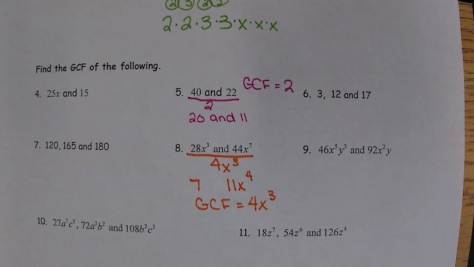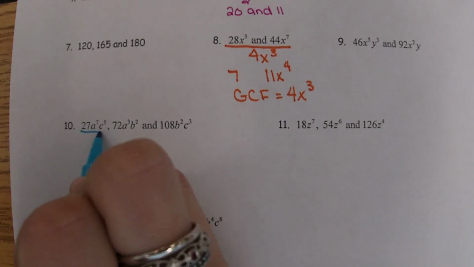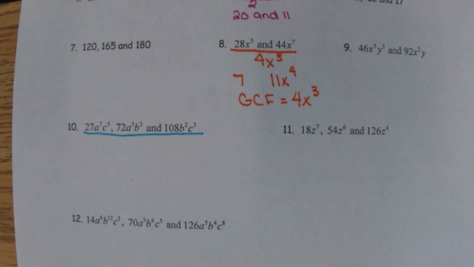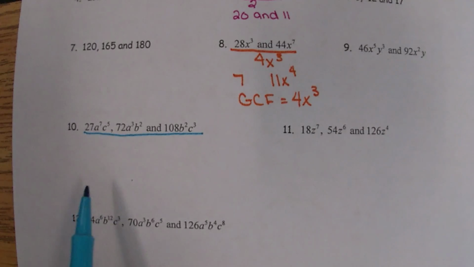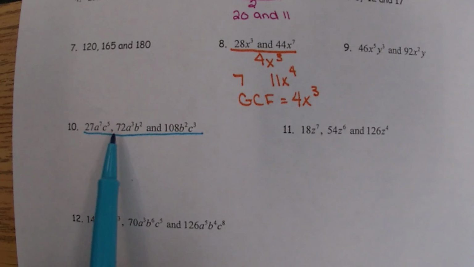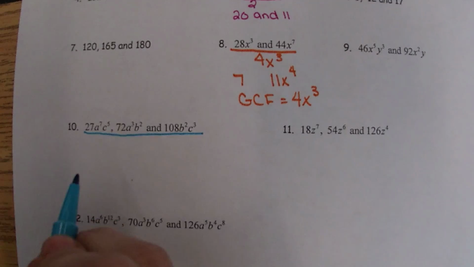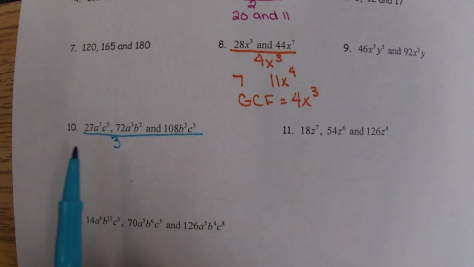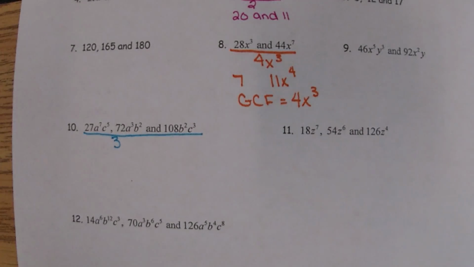If we look at number 10, 27, 72, and 108. So if you look at these 3 and you say, I don't know what will go into all of them, start with the smallest. So into 27, I know that 3 will go into 27. So if we check, 7 plus 2 is 9. 3 will go into that. 8 plus 0 plus 1 is 9. So 3 will go into that. So I know I can pull out a 3. They don't all have the A, so I can't do that. They do not all have the B, nor do they all have the C. So I can't do anything with a variable.